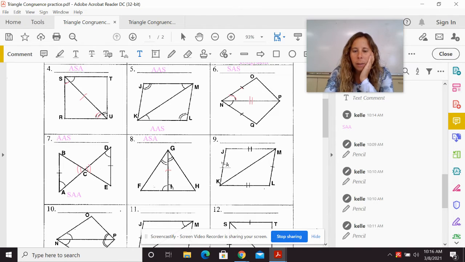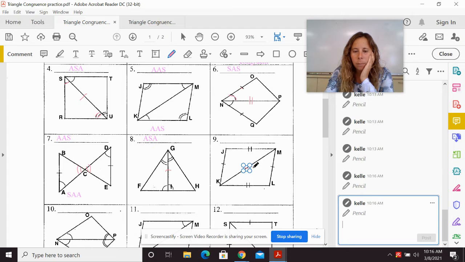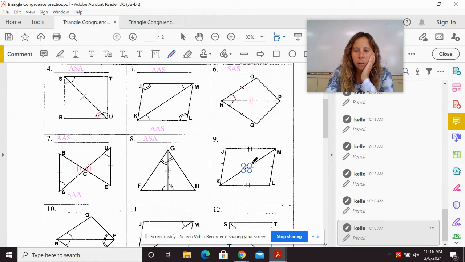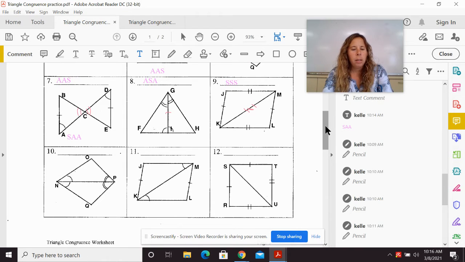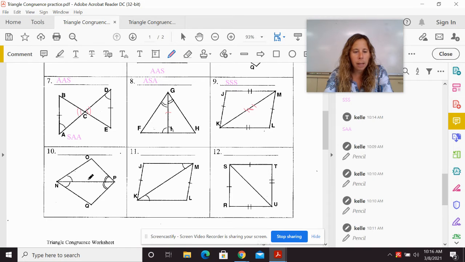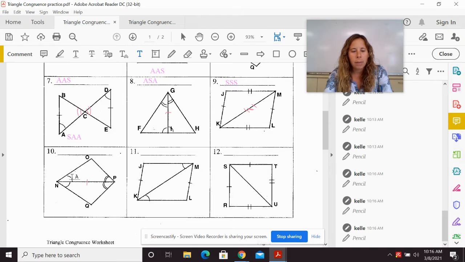Number 9, we already know that 2 out of 3 sides are congruent, and then they have a shared side. A little wonky, but it works. So that is side, side, side. All 3 sides. Number 10, go ahead and draw in your congruency mark on the shared side. They share a side, so that means it's congruent to itself. So I have angle, side, angle.